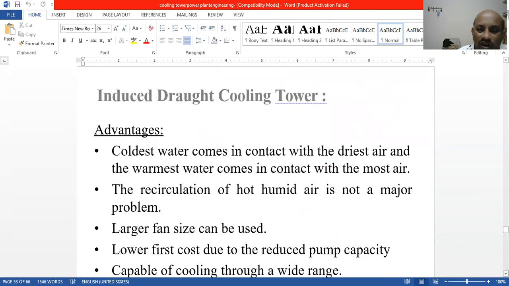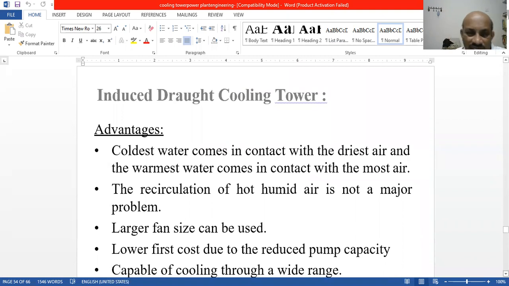So what are the advantages and what are the disadvantages? We will see that. Cold water comes in contact with that, advantages induced by that cooling tower. So here those advantages will be there. The coldest water comes in contact with the driest air, and the warmest water comes in contact with the moist air.